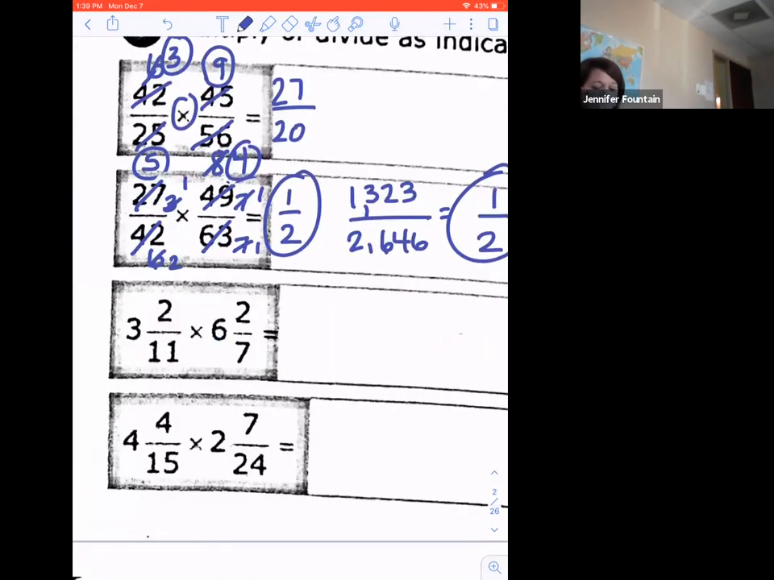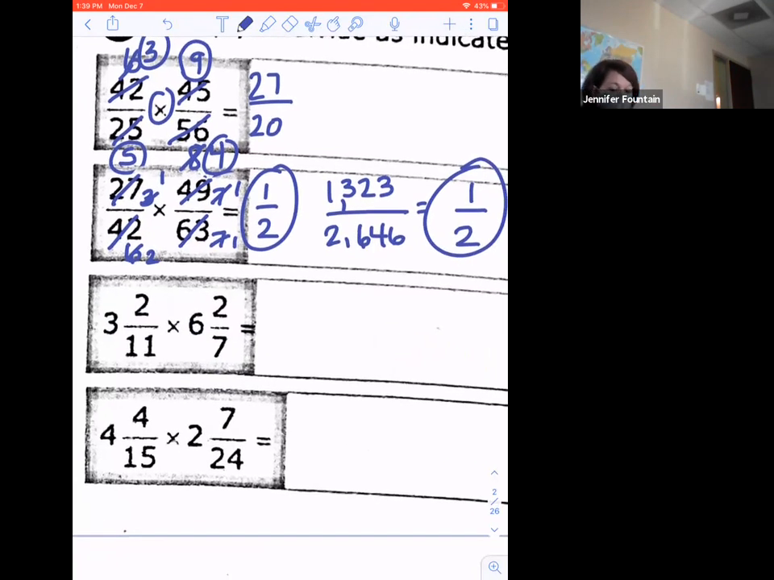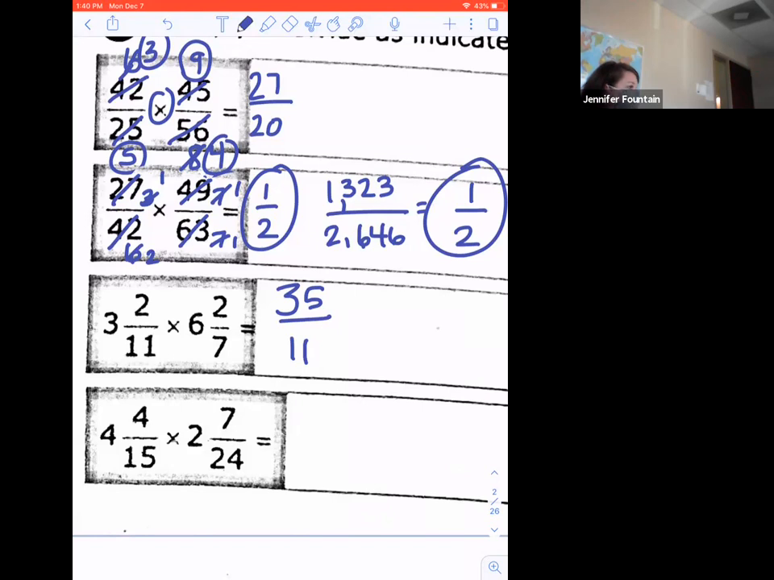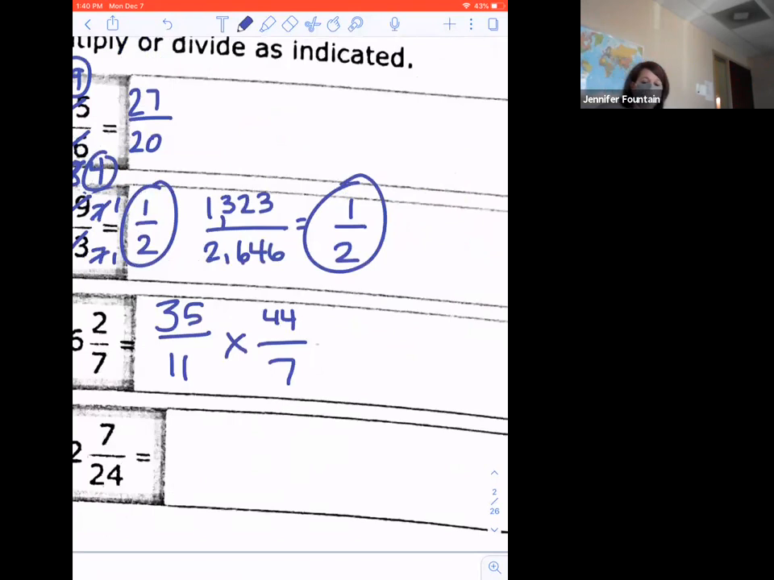All righty. Now, what do we know we need to do if we are multiplying mixed numbers? What do we do first? We want to change it to an improper fraction and then multiply. So what is a 3 and 2 elevenths? How would I change that to an improper fraction? What is that going to be? 35 over 11. How did I get that? How did I get 35? 11 times 3 plus 2. Good. 11 times 3 is 33. 33 plus 2 is 35. So we have 35 over 11 times 6 and 2 sevenths. 6 times 7 is 42 plus 2 is 44 over 7. So now I have 35 over 11 times 44 over 7.